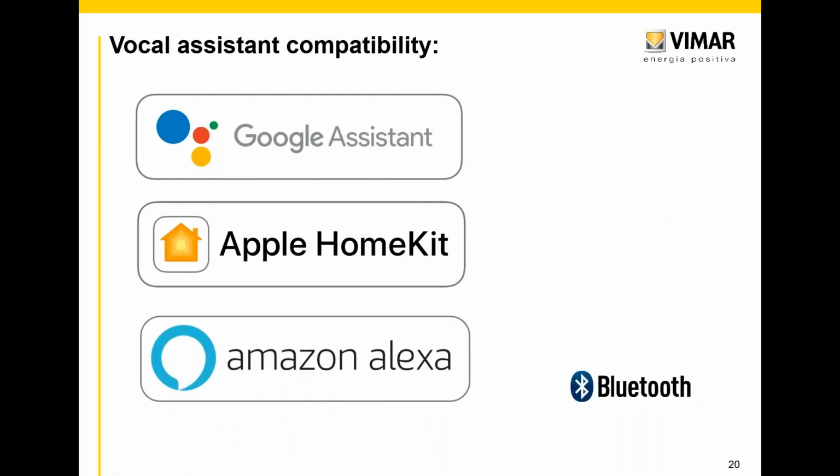So the system can also be easily paired with the vocal assistants, the three most common on the market now. We're talking about Google Assistant, Apple HomeKit, and Amazon Alexa, using the Bluetooth protocol. So again, with the gateway we convert the Bluetooth to the Wi-Fi protocol.